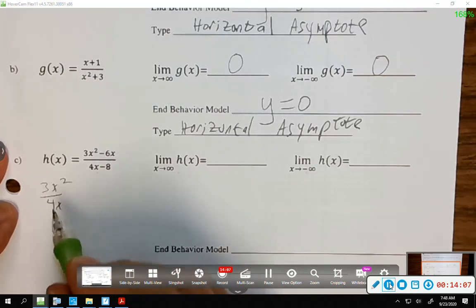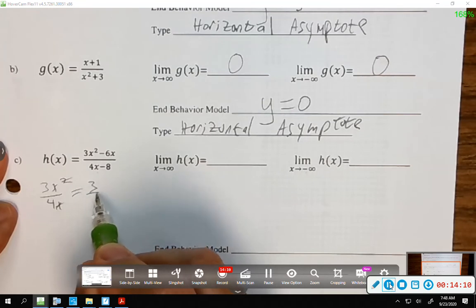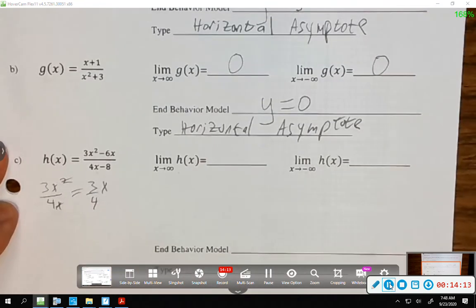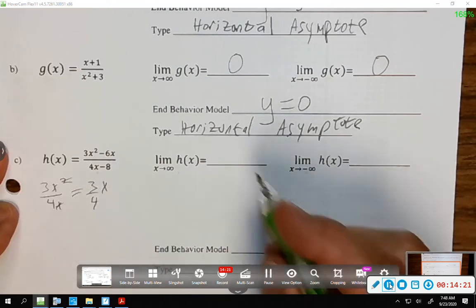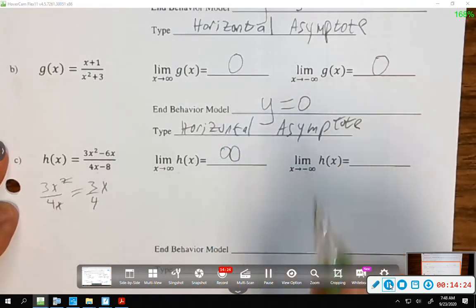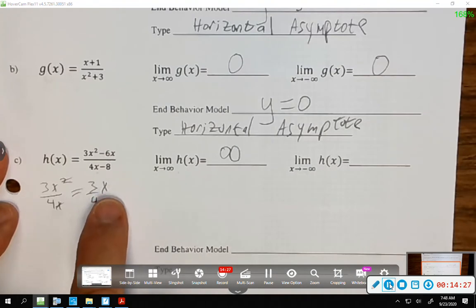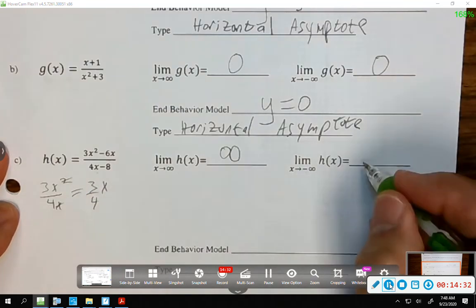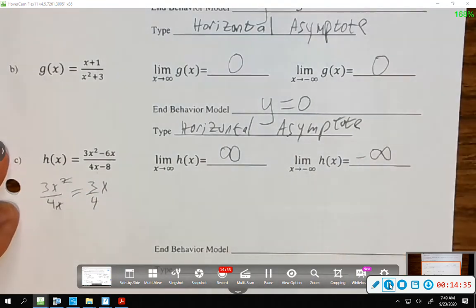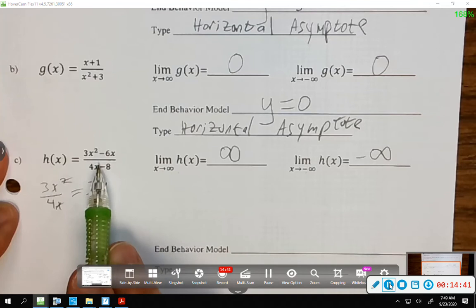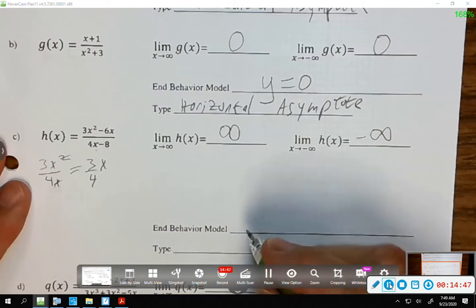I can cancel an x, and I get 3/4 x. And then I ask myself, if I plug in 10 or 100 or 1,000 or 1,000,000, this is just getting bigger and bigger and bigger in the positive direction. This goes to infinity. But if I plug in -10, -100, -1,000,000, it's getting larger and larger in the negative direction. There it is. If the degree in the numerator is 1 larger than the degree in the denominator, it's always going to be a slant asymptote.